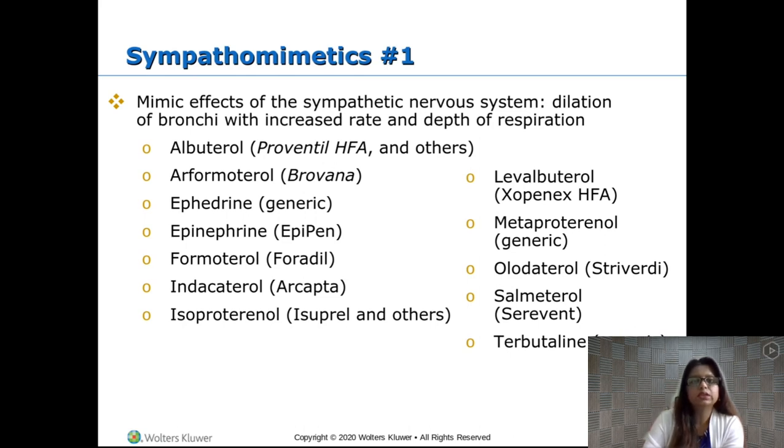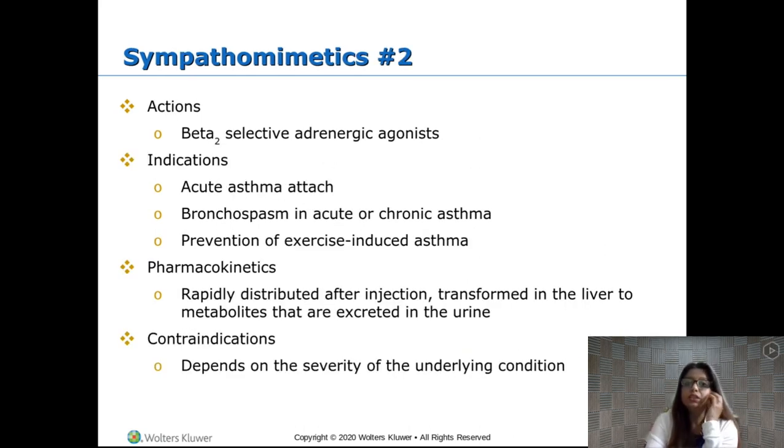Very commonly used drugs. Their action is on beta-2. They're beta-2 adrenergic agonists, right? Indication is for acute asthma, bronchospasms, and acute and chronic asthma, and prevention of exercise-induced asthma. Pharmacokinetics means rapidly distributed after injection, transformed in the liver to metabolites that are excreted in the urine. And then contraindications depend on the severity of the underlying condition.